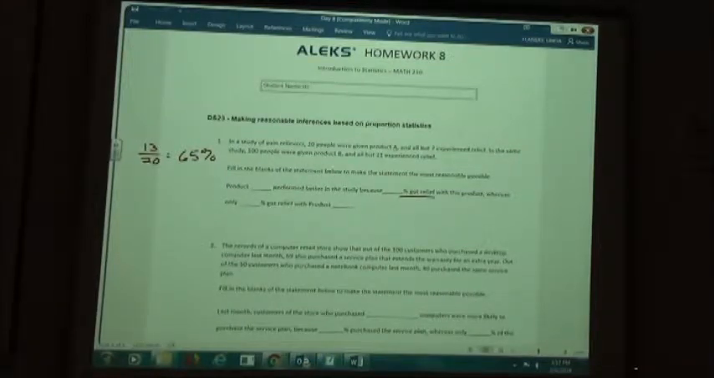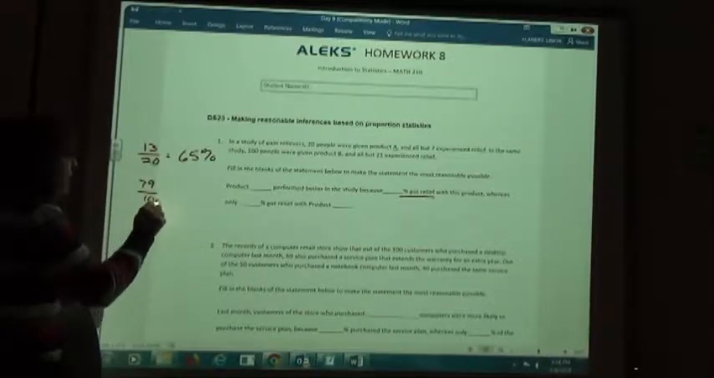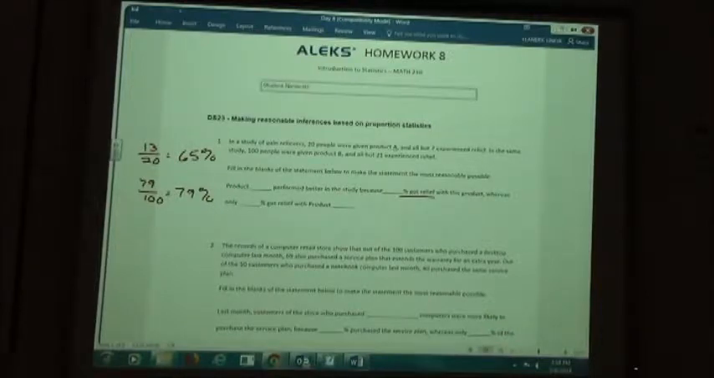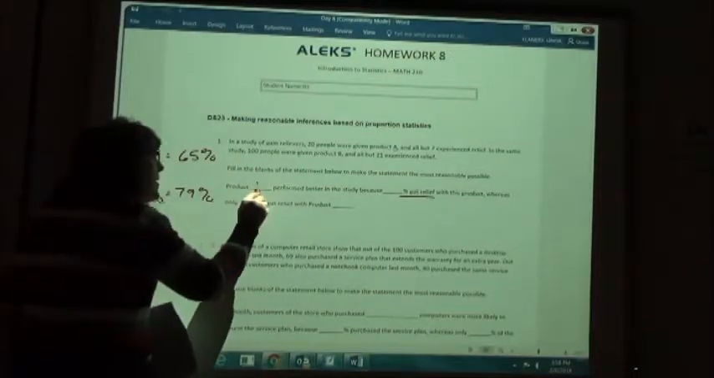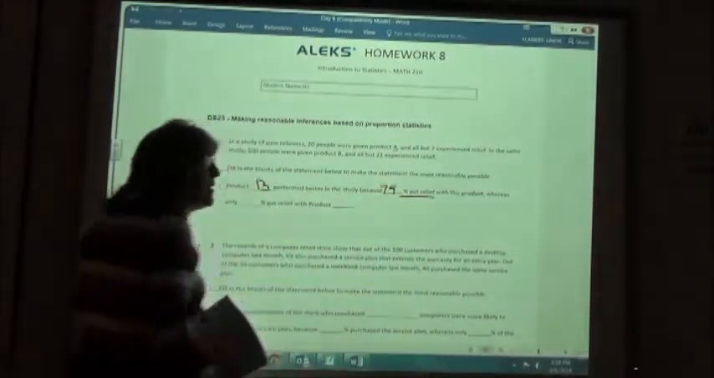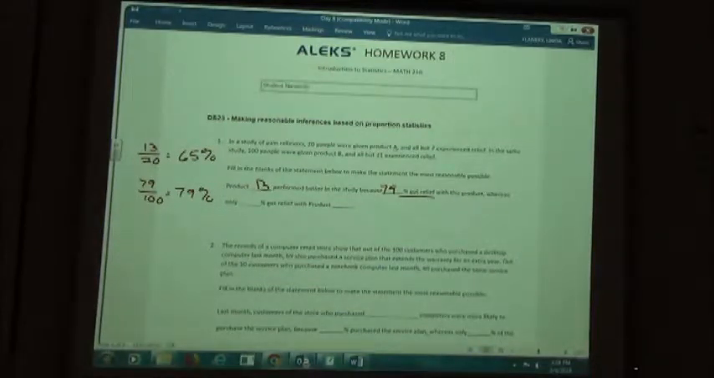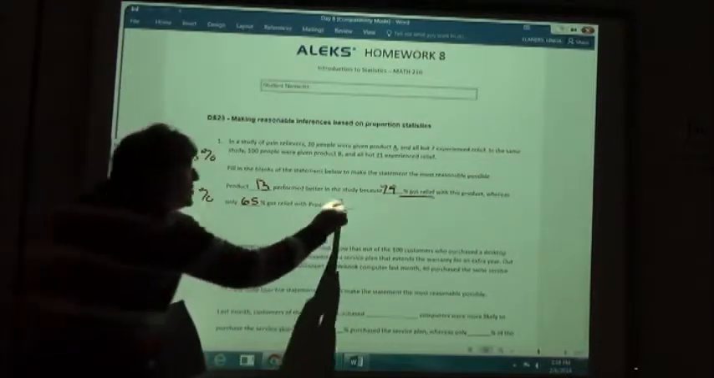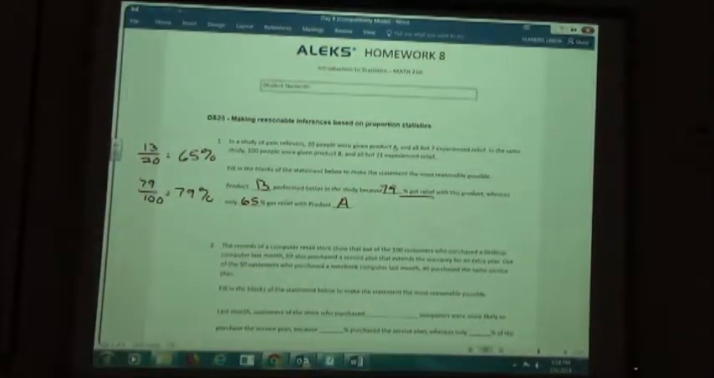Second part of that, we had 100 people, all but 21 experienced relief. So how many actually did experience relief? We take 100 minus 21, we get 79. And since that's already out of 100, we hopefully know that 79% got relief, right? So, which one performed better, product A or product B? Product B did, because 79% got relief, whereas only 65% got relief when they used product A. Okay?